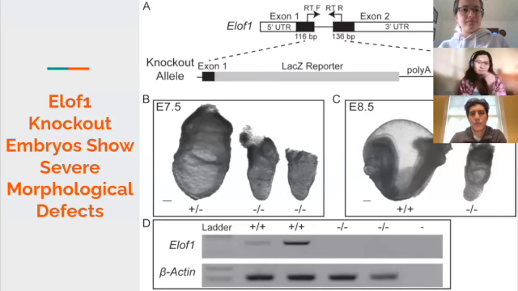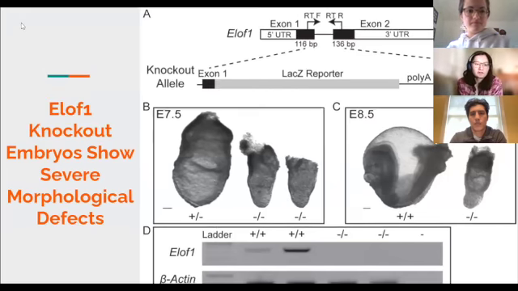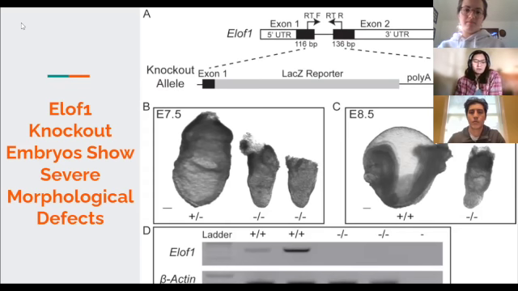So one of the first major findings was that EloF1 knockout embryos show severe morphological defects. What figure A is showing is that researchers replaced portions of exons 1 and 2 with a LacZ reporter to create a mutant EloF1 allele. Later in the presentation, I'll get into why and how the LacZ acts as a reporter. But essentially, the big takeaway from this is that heterozygous crosses fail to produce any homozygous pups or embryos, which demonstrates that this genotype is lethal in early embryonic development.